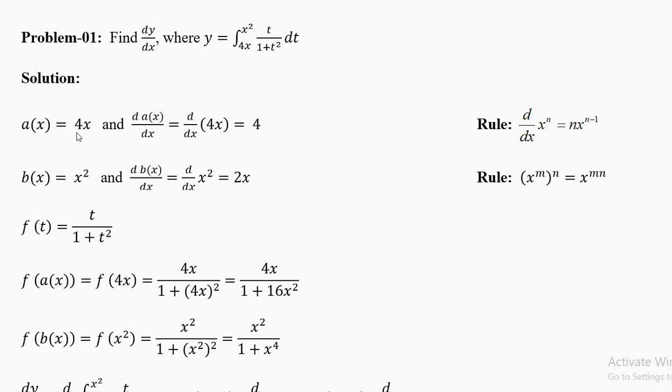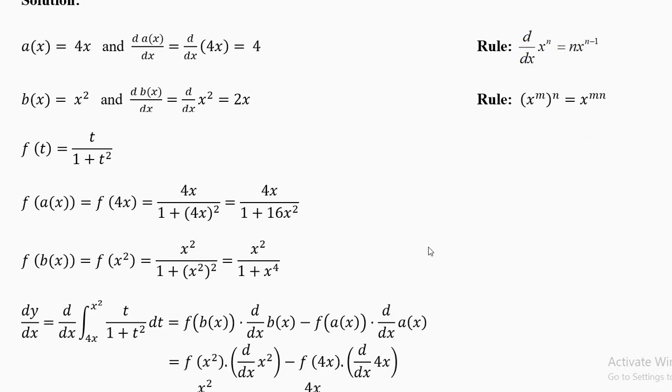Now what do we do? Differentiate the lower limit. Derivative of a is derivative of 4x. A equal to 4x. Derivative of 4x is 4 into 1 equal to 4. Remember your rules of differentiation. Now derivative of x square is 2x, n into x power n minus 1. So just remember the rule and do it.